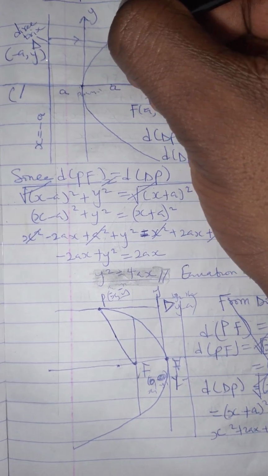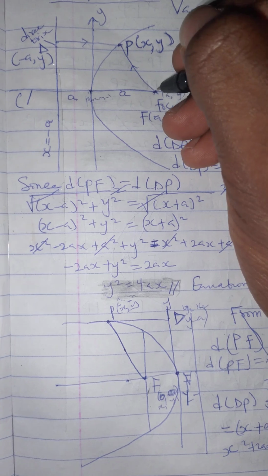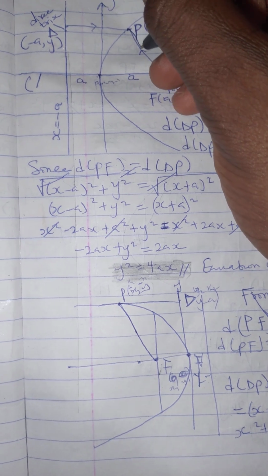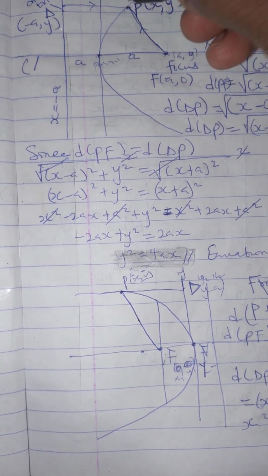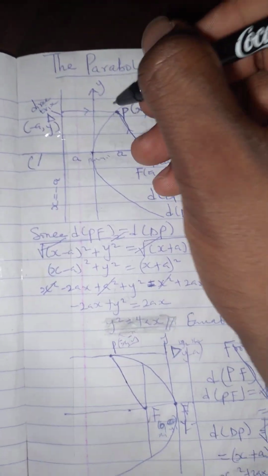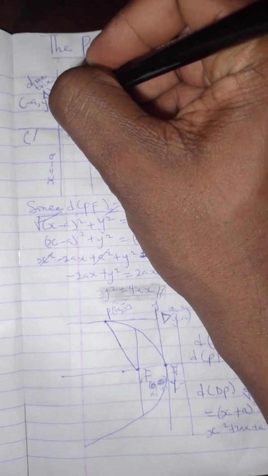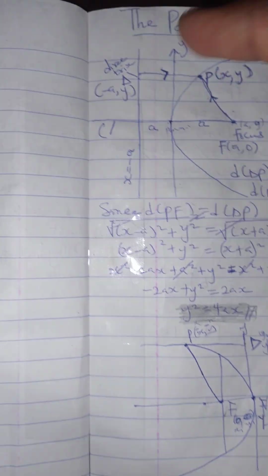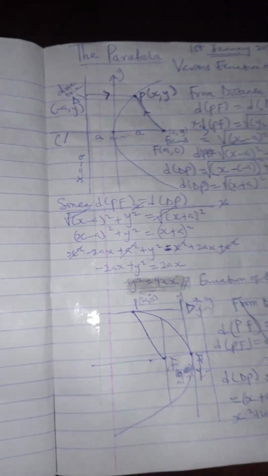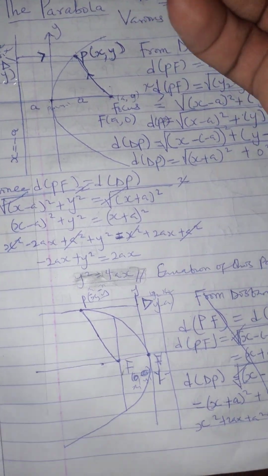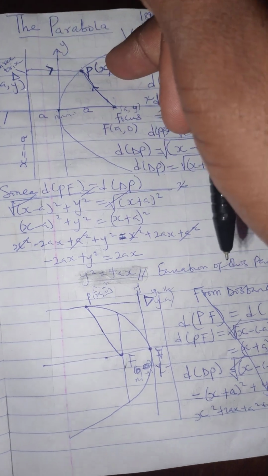So now from this point, you join it to the focus. Then from here, you join it to the directrix. The line PF is parallel to the line DP.